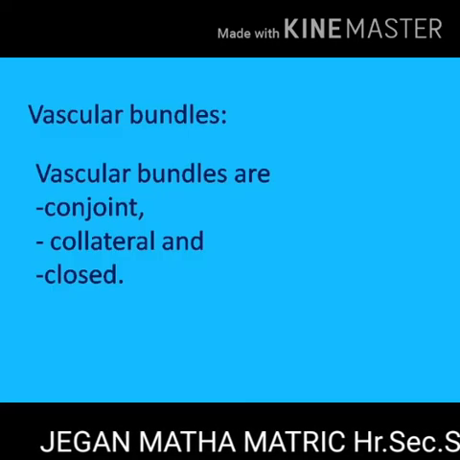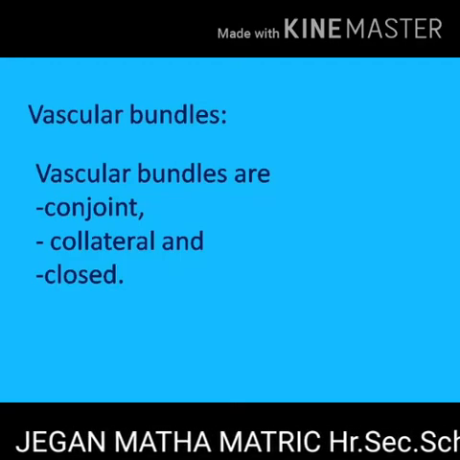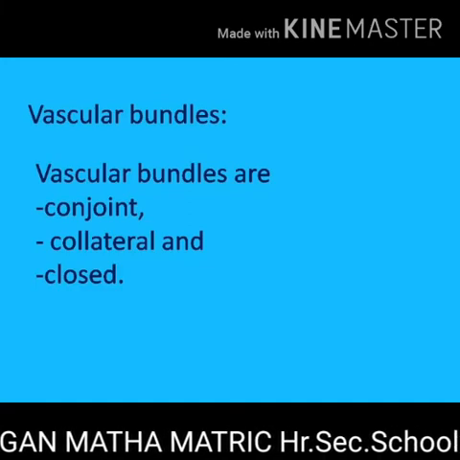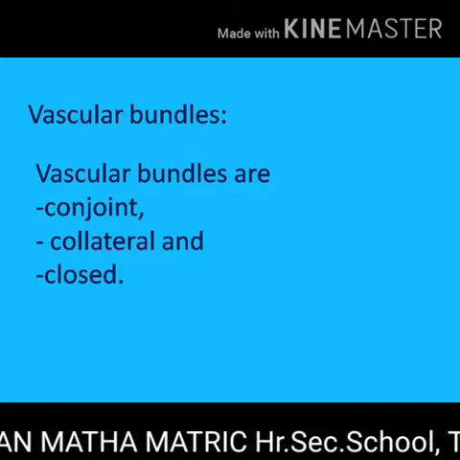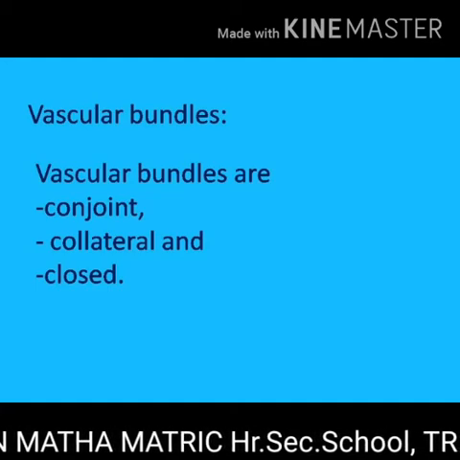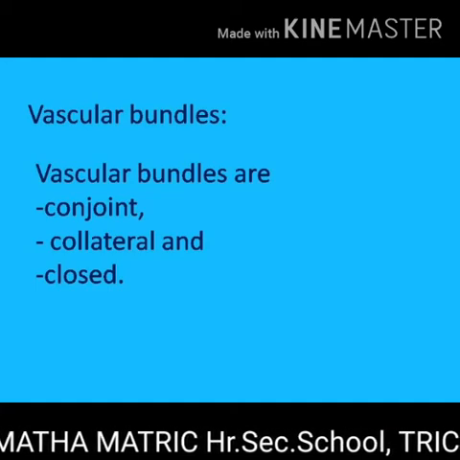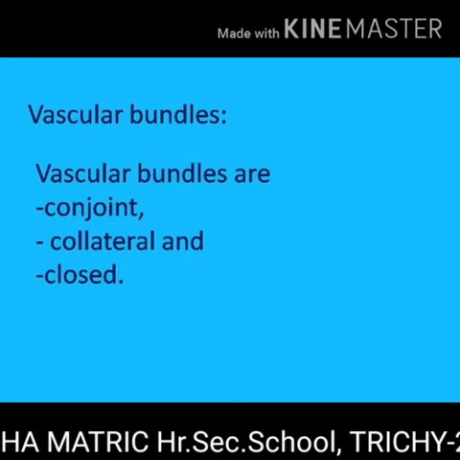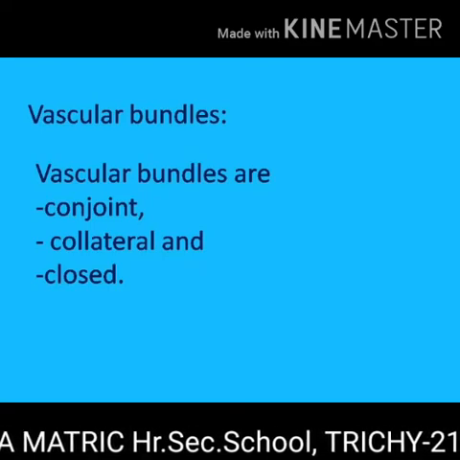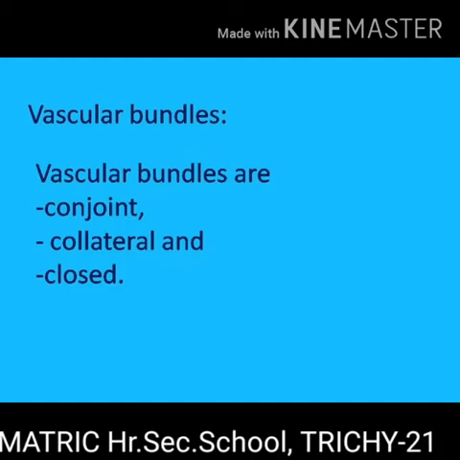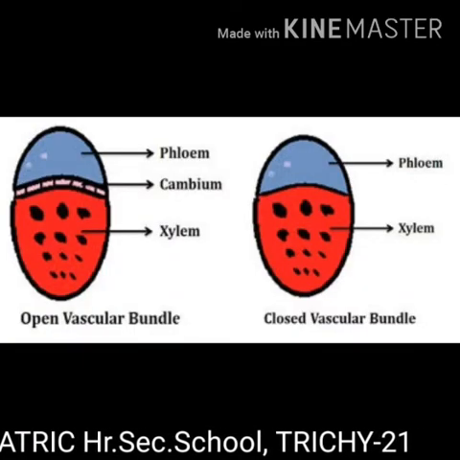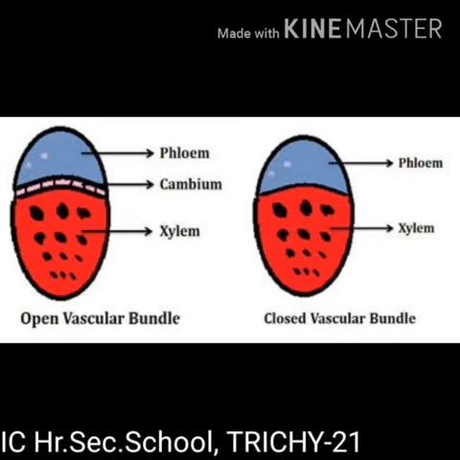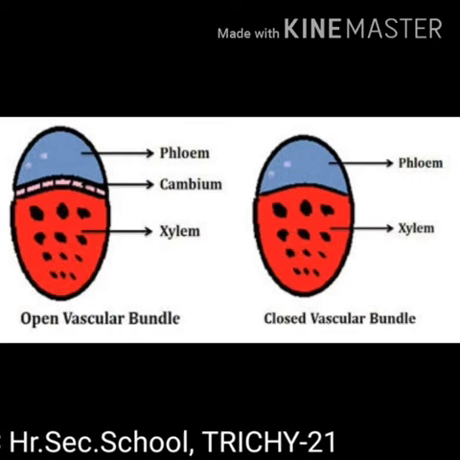Vascular bundles are conjoint, collateral and closed. Conjoint means if xylem and phloem lie on the same radius, then it is said to be a conjoint bundle. Collateral, if xylem lies towards the center and phloem lies towards the periphery, then the vascular bundle is said to be collateral. If a collateral bundle is without cambium, then the vascular bundle is said to be closed. It is mostly seen in monocot stem.